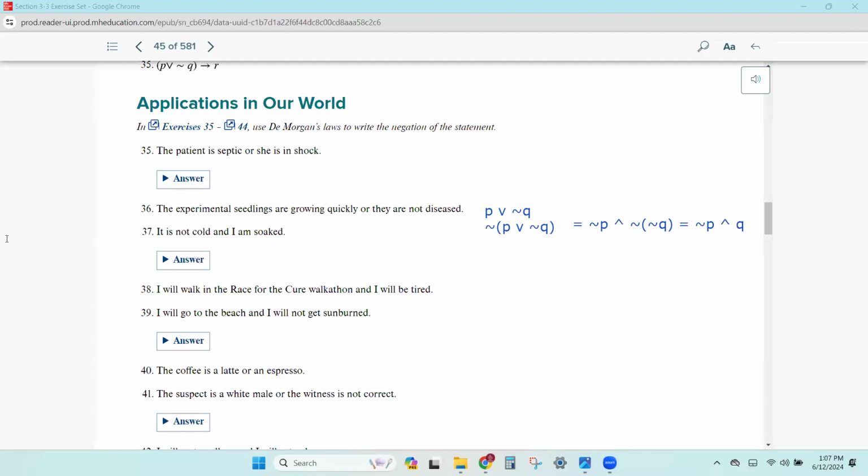So then that means the negation of that statement is, the experimental seedlings are not growing quickly and they are diseased. So that's the negation of the original statement.